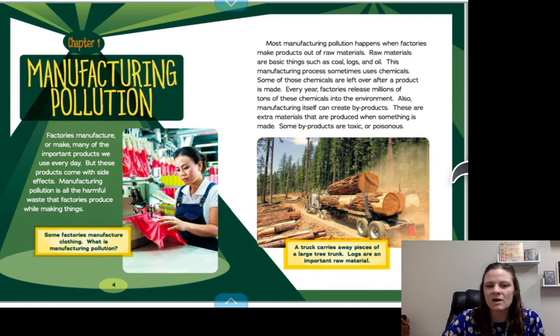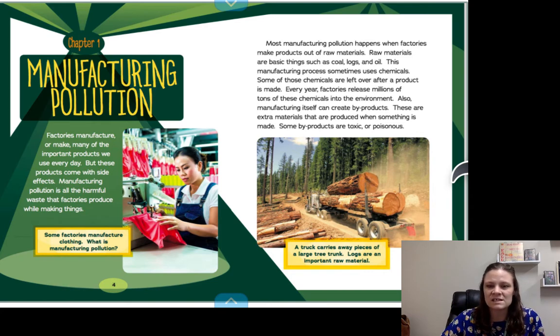Manufacturing pollution is all the harmful waste that factories produce while making things. Most manufacturing pollution happens when factories make products out of raw materials. Raw materials are basic things such as coal, logs, and oil. This manufacturing process sometimes uses chemicals. Some of those chemicals are left over after a product is made. Every year, factories release millions of tons of these chemicals into the environment.